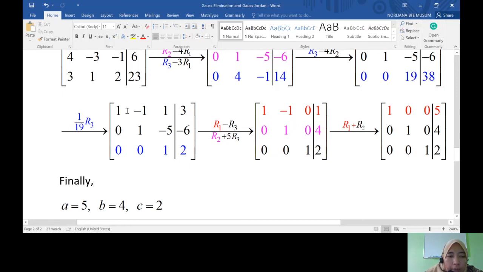Similarly, we do this one, but nothing changed, right? But this 3 corresponds to this 2, so put it here. This is 3 minus 2, so we get 1.